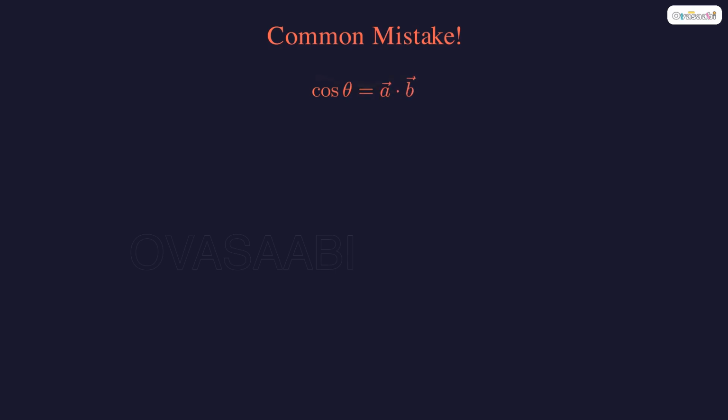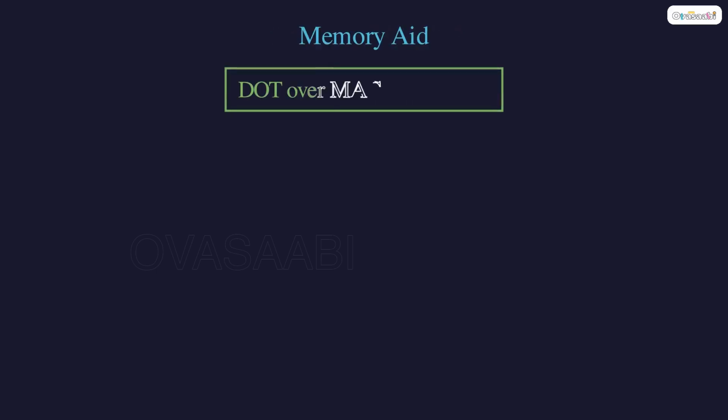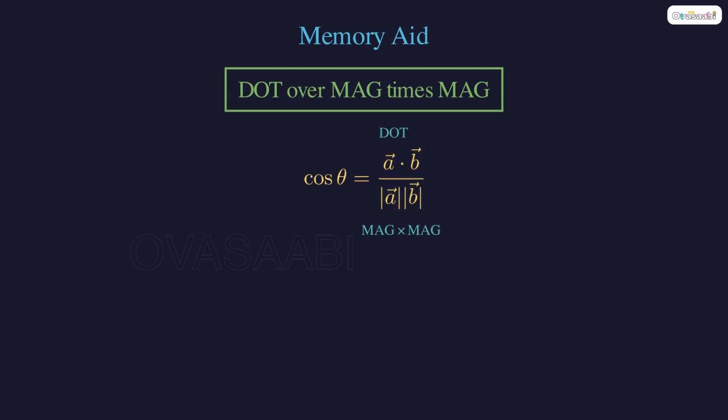Common mistake: students forget to divide by the magnitudes. You must include the bottom part, otherwise your answer is completely wrong. Remember, dot over mag times mag. Dot product on top, both magnitudes multiplied on the bottom, then use inverse cosine.